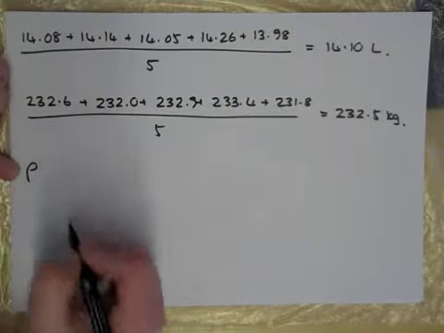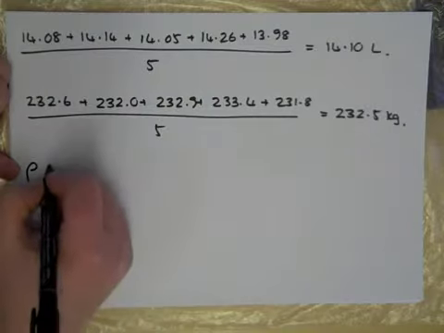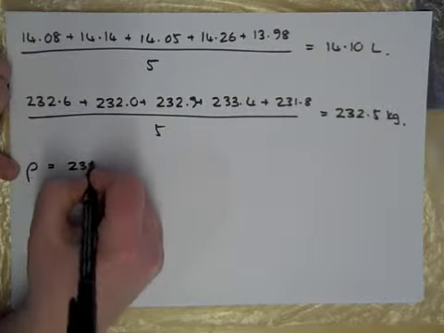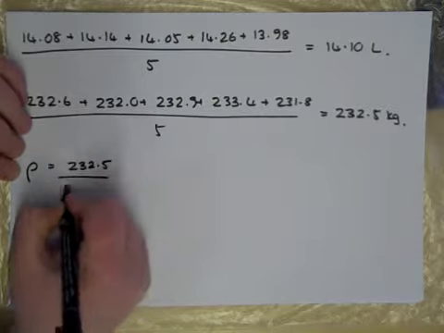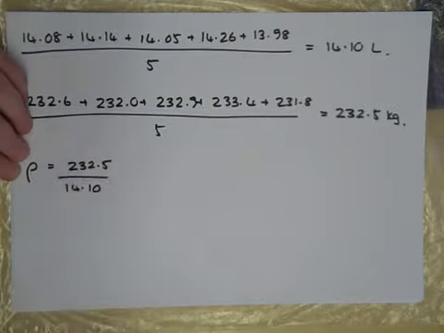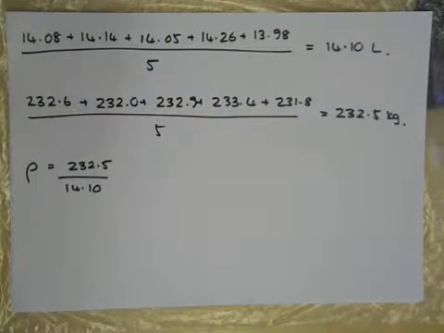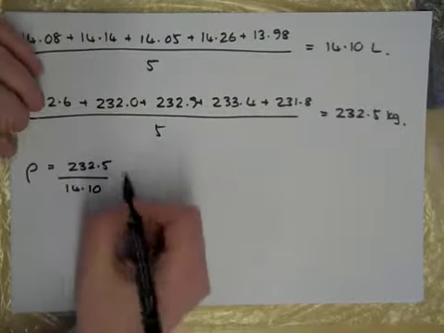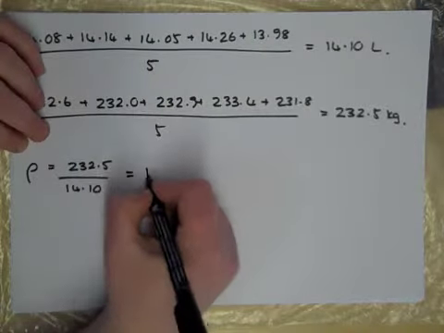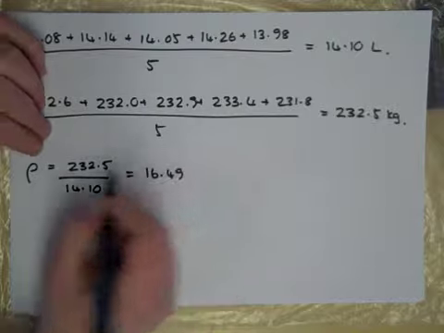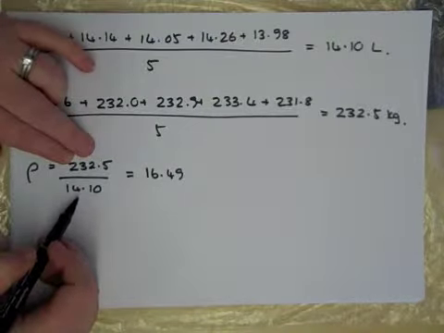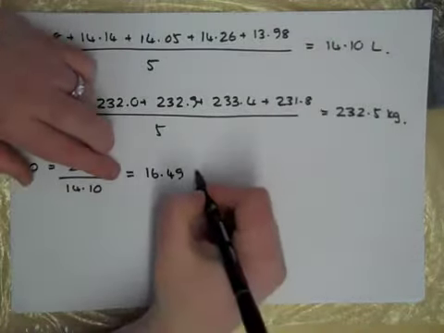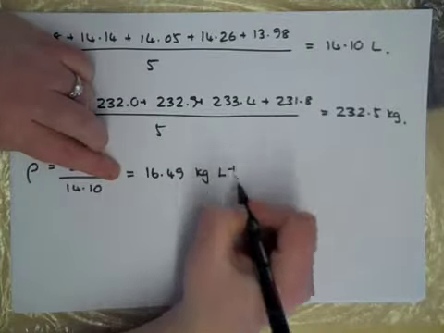Now, the density of a material is given the Greek symbol rho, and the density of the material is equal to the mass divided by the volume. So in this case we have 232.5 divided by 14.10, and this has the density of 16.49. I have 4 significant figures in each part of my question. I have 4 in my answer, and the units are kilograms per litre.